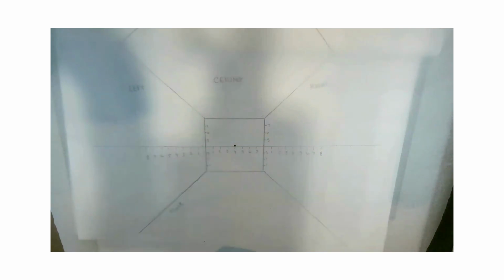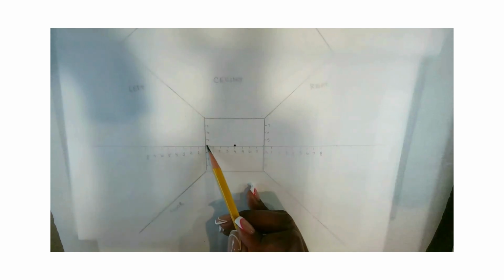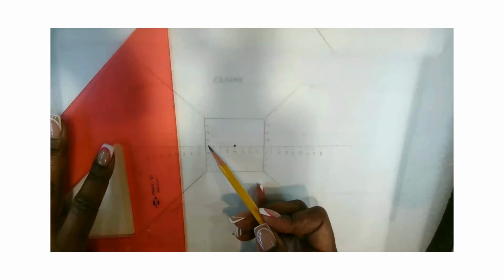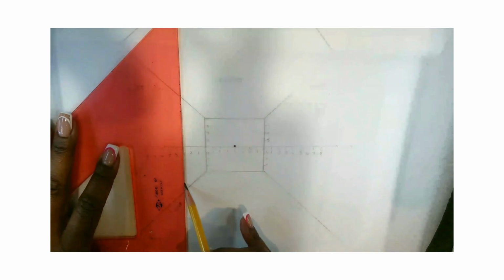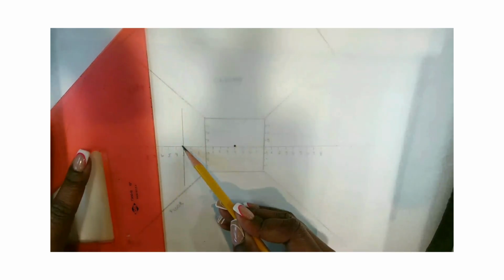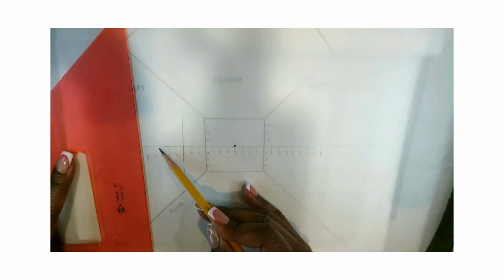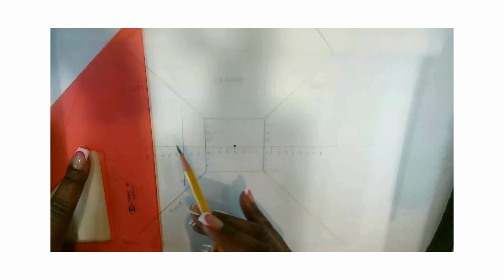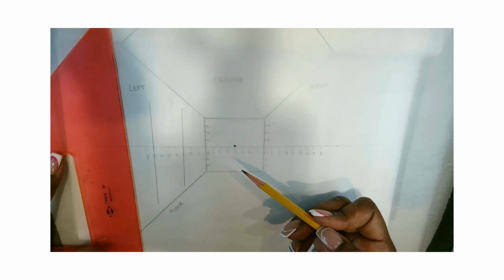First, I'm going to create a window to the left of my wall here, and I'm going to say my window starts 3 feet from the back of the room. So I'm going to come to my 3-foot mark and go ahead and draft me a line straight down. My window is going to be 4 feet wide, so I'm going to count 1, 2, 3, 4, because these are marked and they represent each foot.